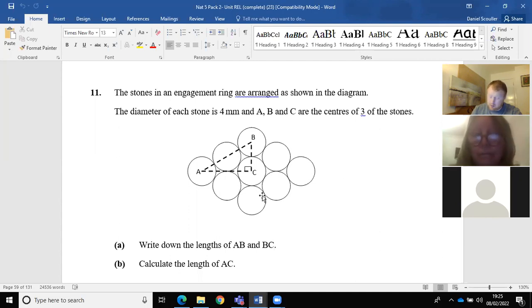BC is one centre to another centre. So centre to the outside edge is 2 millimeters. Outside edge to centre is 2 millimeters. So that's 4 millimeters. So BC is 4 millimeters. Work out what AC is.